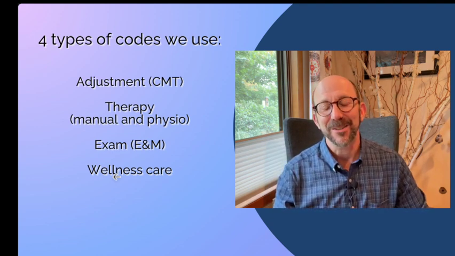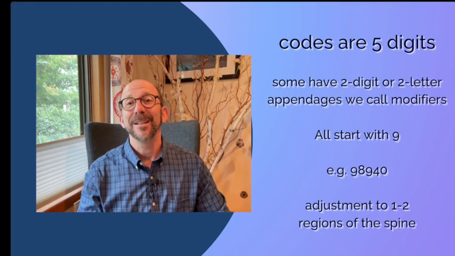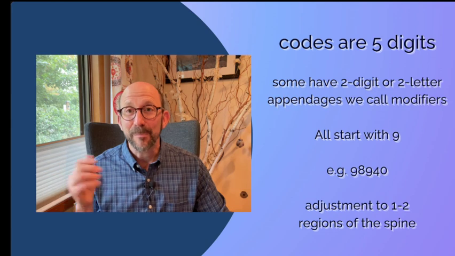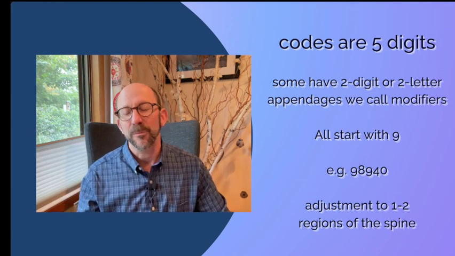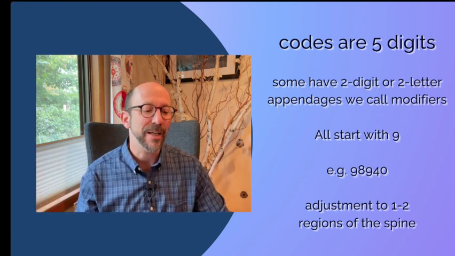E&M stands for evaluation and management. So those are the 3 main kinds of codes, and then the wellness codes, which we'll talk about a little later. Like I said, all those codes are 5 digits long. Some of them need these little 2-digit or 2-letter appendages at the end. Those are called modifiers, and we'll talk about the modifiers too. They're really, really important. You usually don't get paid without them.